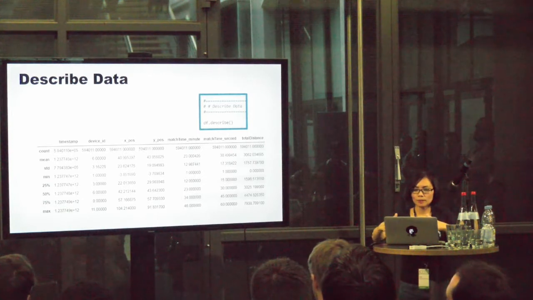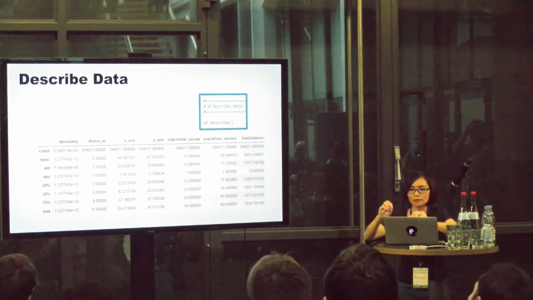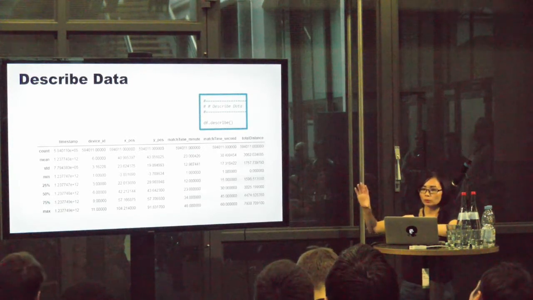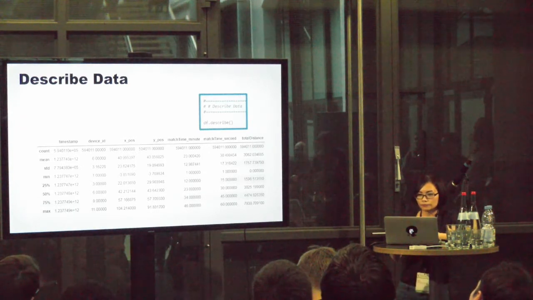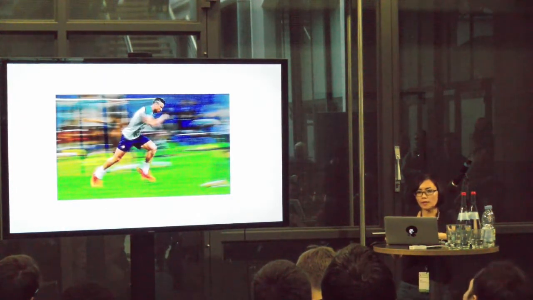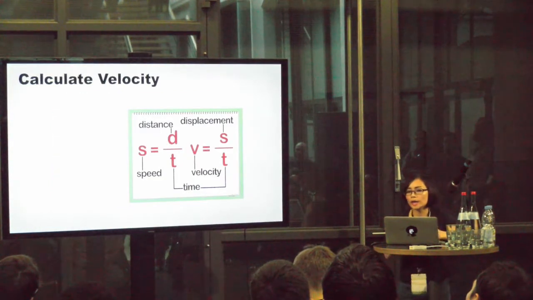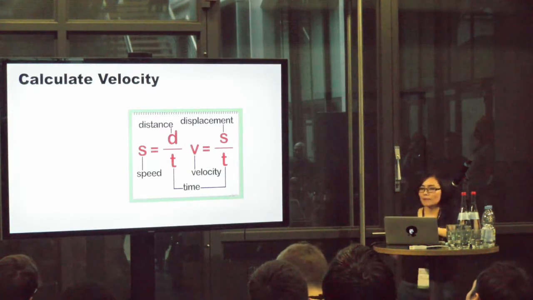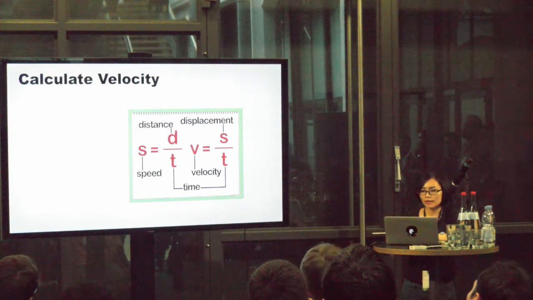So the maximum, this means the time of this match is 46 minutes, and the maximum total distance is less than 8 kilometers. And now, how to calculate the velocity? In order to calculate the velocity, we have to know the distance and the time difference, because we got it from the sensor.